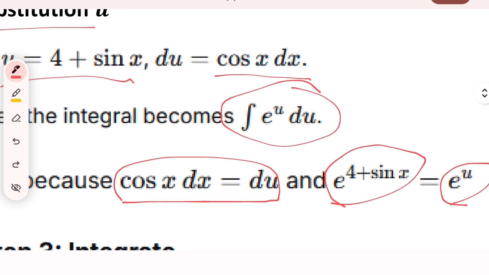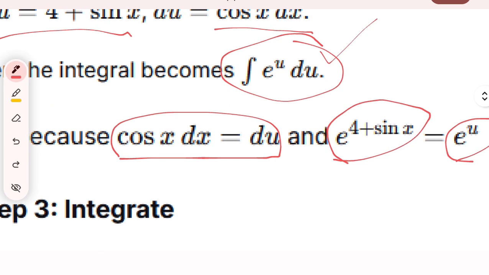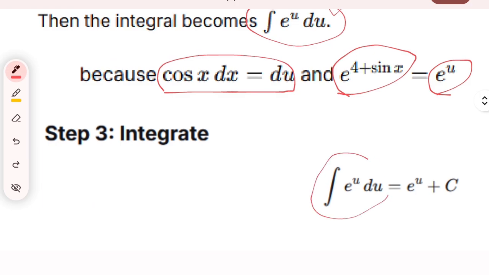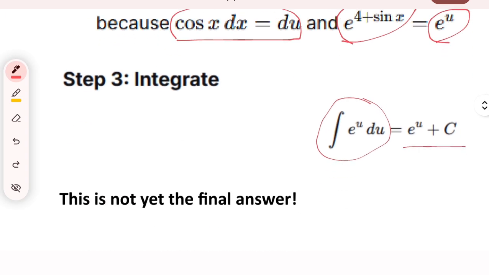Now that we have this, what do we have to do? Of course, we will integrate. What is the integral of e to the u du? I hope you have memorized that already, because the integral of e to the u du is e to the u plus c, which is the constant of integration. Now, is this your final answer?